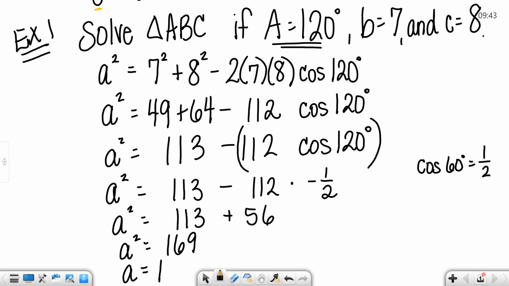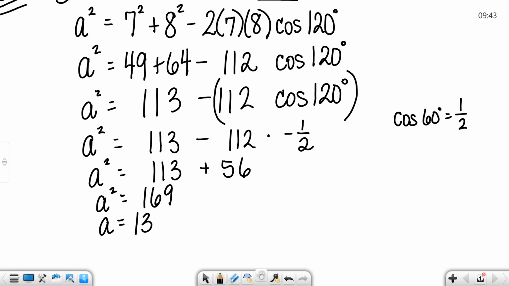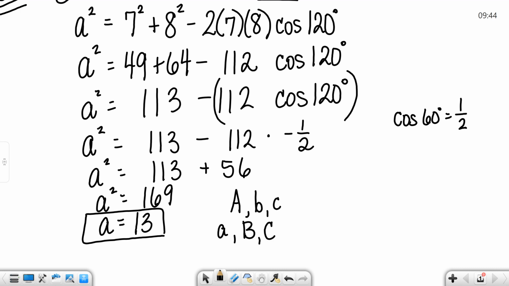And then I take the square root of both sides. Normally I would say plus or minus 13, but this is the length of a side, so definitely positive 13. So a is positive 13. We found one answer. Now we need to know, we were given angle A, we were given little b, and we were given little c. So the things that we need to find are little a, big B, and big C. Right? So we have found this one. So now we need to find our other two angles, B and C.